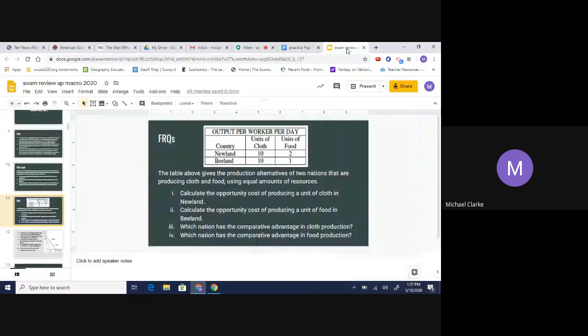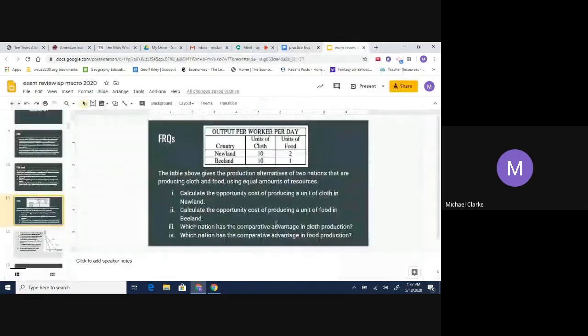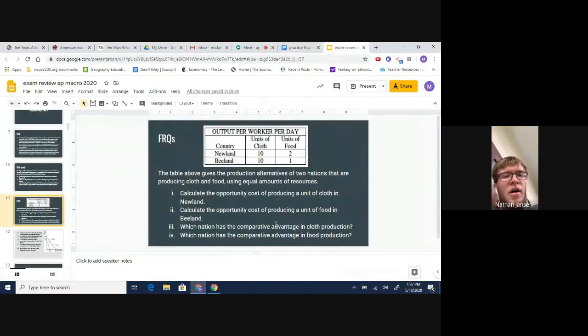All right, so the opportunity cost of producing a unit of cloth for Newland would be a fifth of a unit of food. For Beeland, the opportunity cost would be 10 units of cloth. That would be your answer for number 2. For number 3, which nation has the comparative advantage in cloth production? Again, just look at the table you created. Okay, in cloth production, Beeland has it. So Beeland would have the comparative advantage in cloth. And then finally, Newland would have the comparative advantage in producing food.